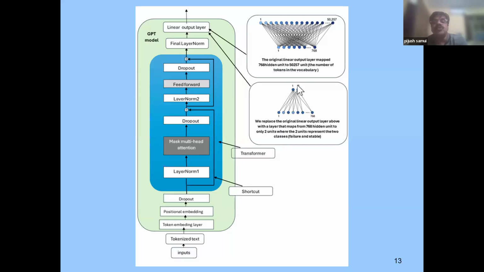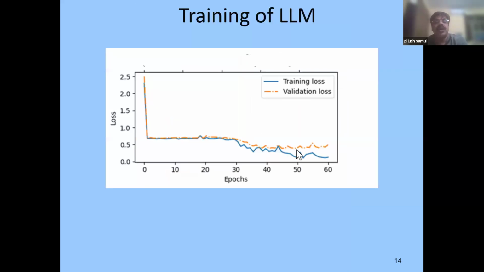That's why the problem here is a little bit easier than the previous problem, because the output is only two binary outputs, whether the slope will be stable or it will fail. Now for training, if you look at the loss, as the epochs increase, the loss is decreasing. Around 45 epochs our training and validation loss are almost the same, so I have kept the training within these 45 epochs.